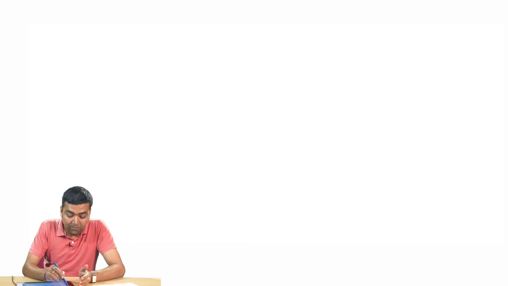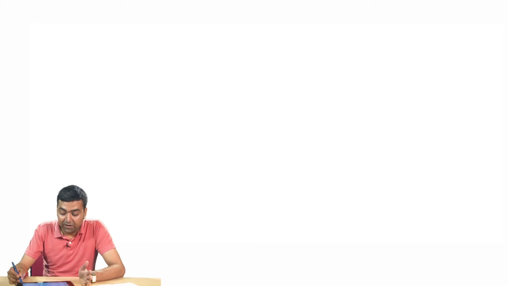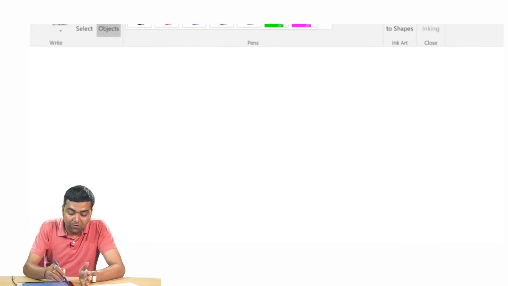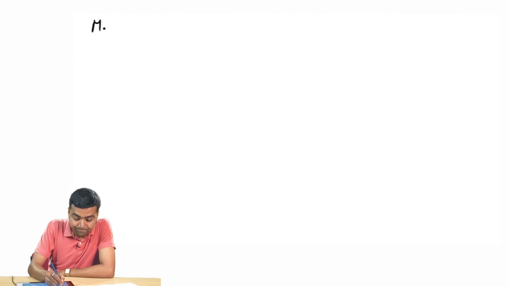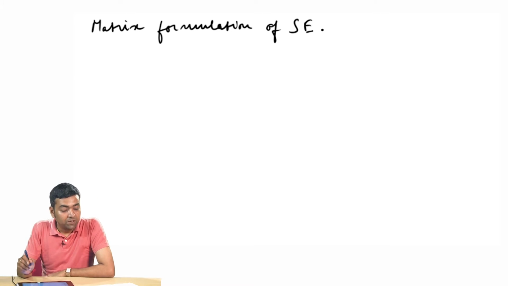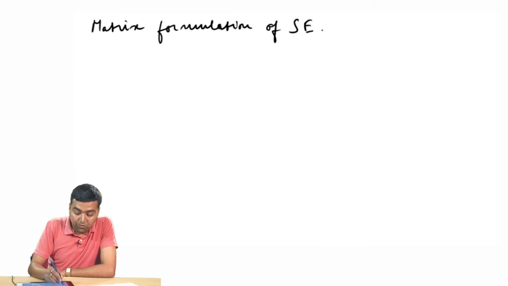Now we will see how we can write down the matrix formulation of the Schrodinger equation. So, SE stands for Schrodinger equation.